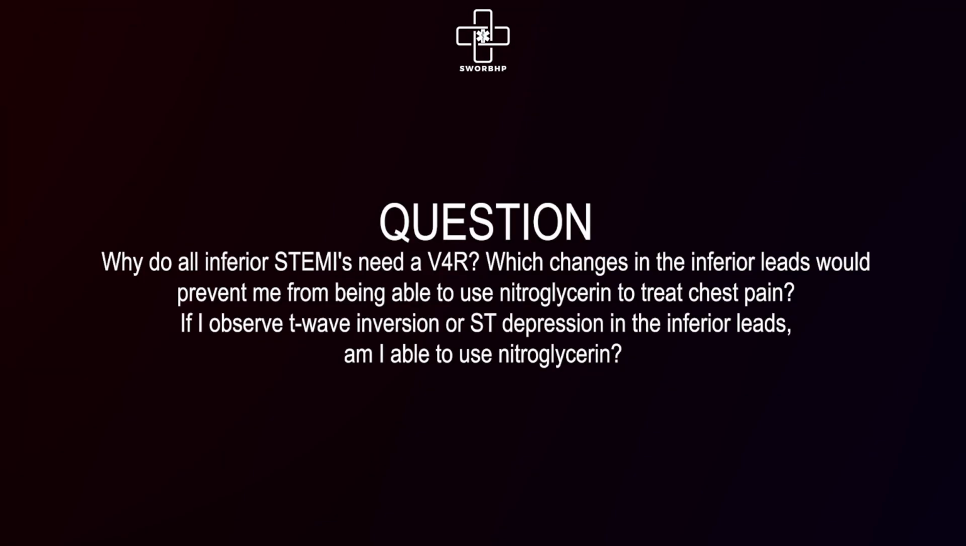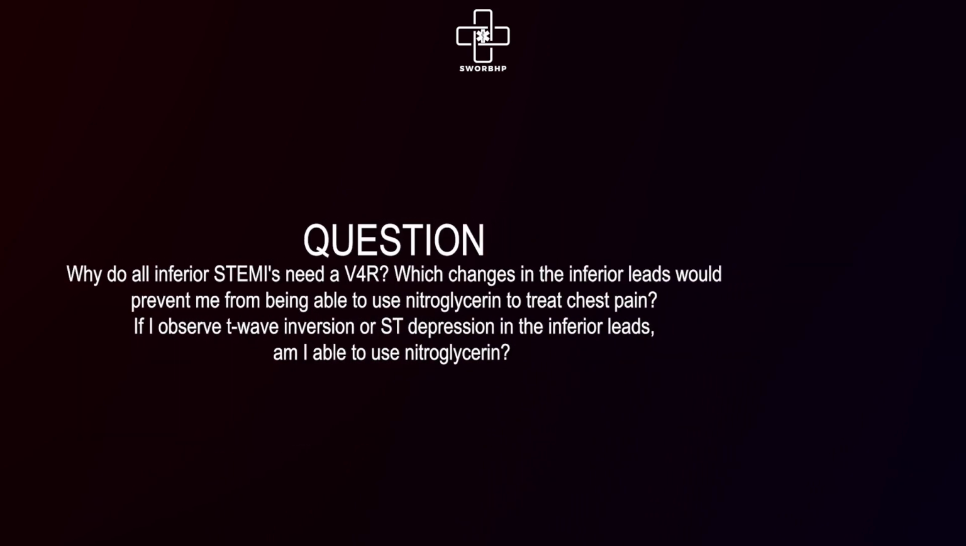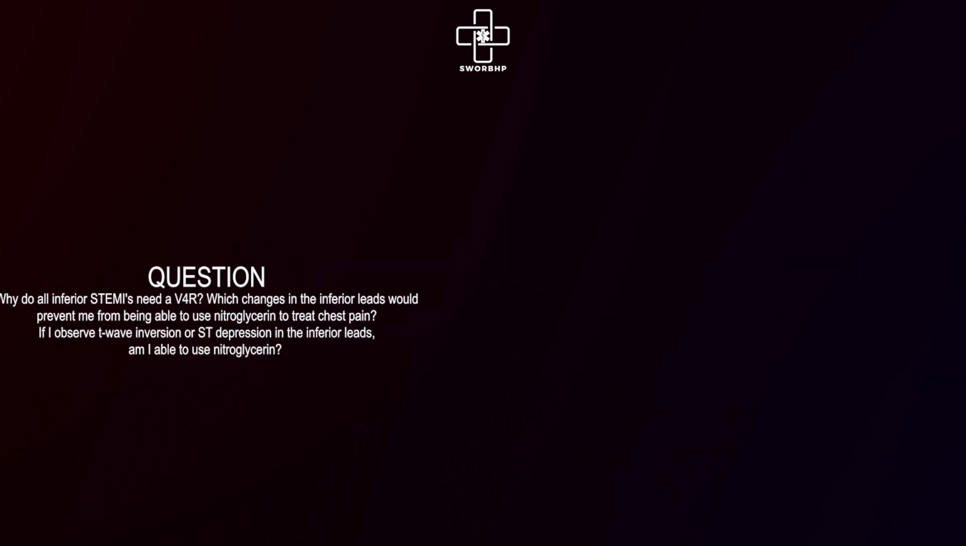As part of our observance for the week, SWORB is once again answering Ask MAC questions in real time. Why do all inferior STEMIs need a V4R? Which changes in the inferior leads would prevent me from being able to use nitroglycerin to treat chest pain? If I observe T wave inversion or ST depression in the inferior leads, am I able to use nitroglycerin?